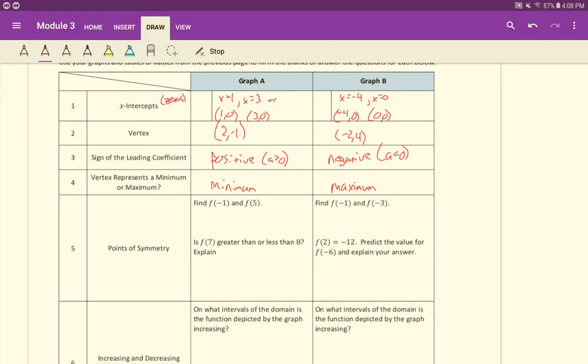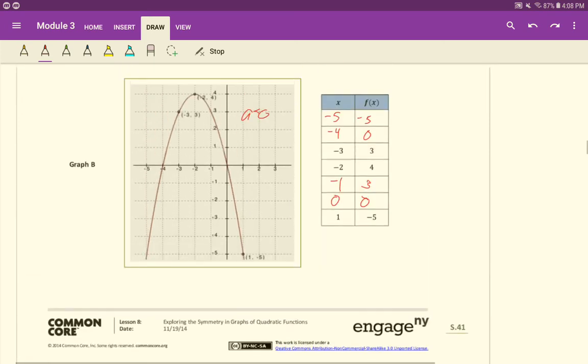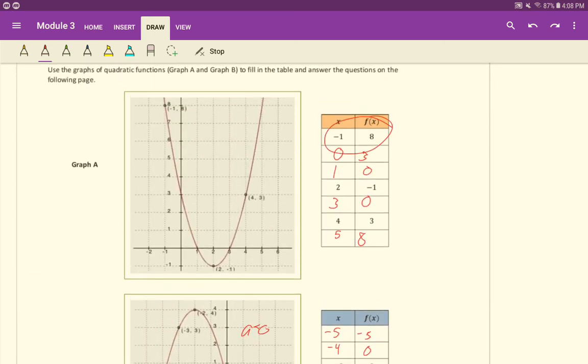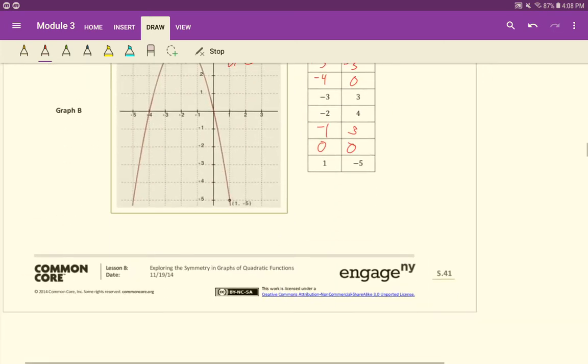Okay, points of symmetry. It asks us to find f(-1) and f(5). Well, we already did that. Let's see here in the table. f(-1) is 8, f(5) is 8.